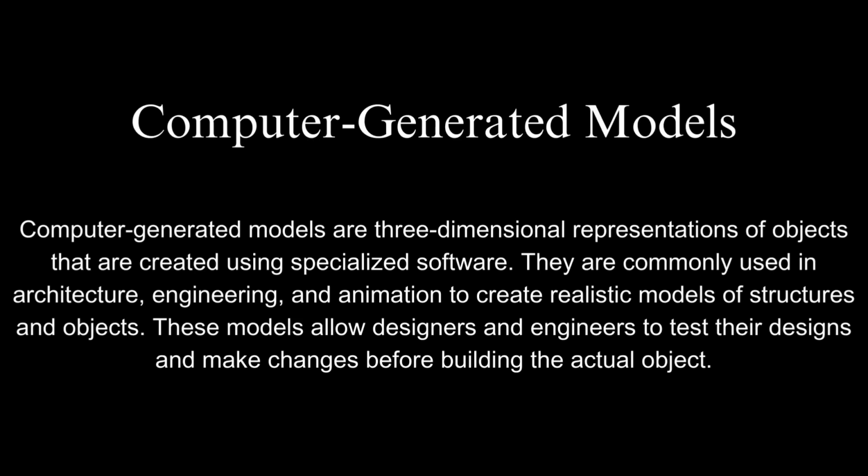Computer-generated models. Computer-generated models are three-dimensional representations of objects that are created using specialized software. They are commonly used in architecture, engineering, and animation to create realistic models of structures and objects. These models allow designers and engineers to test their designs and make changes before building the actual object.